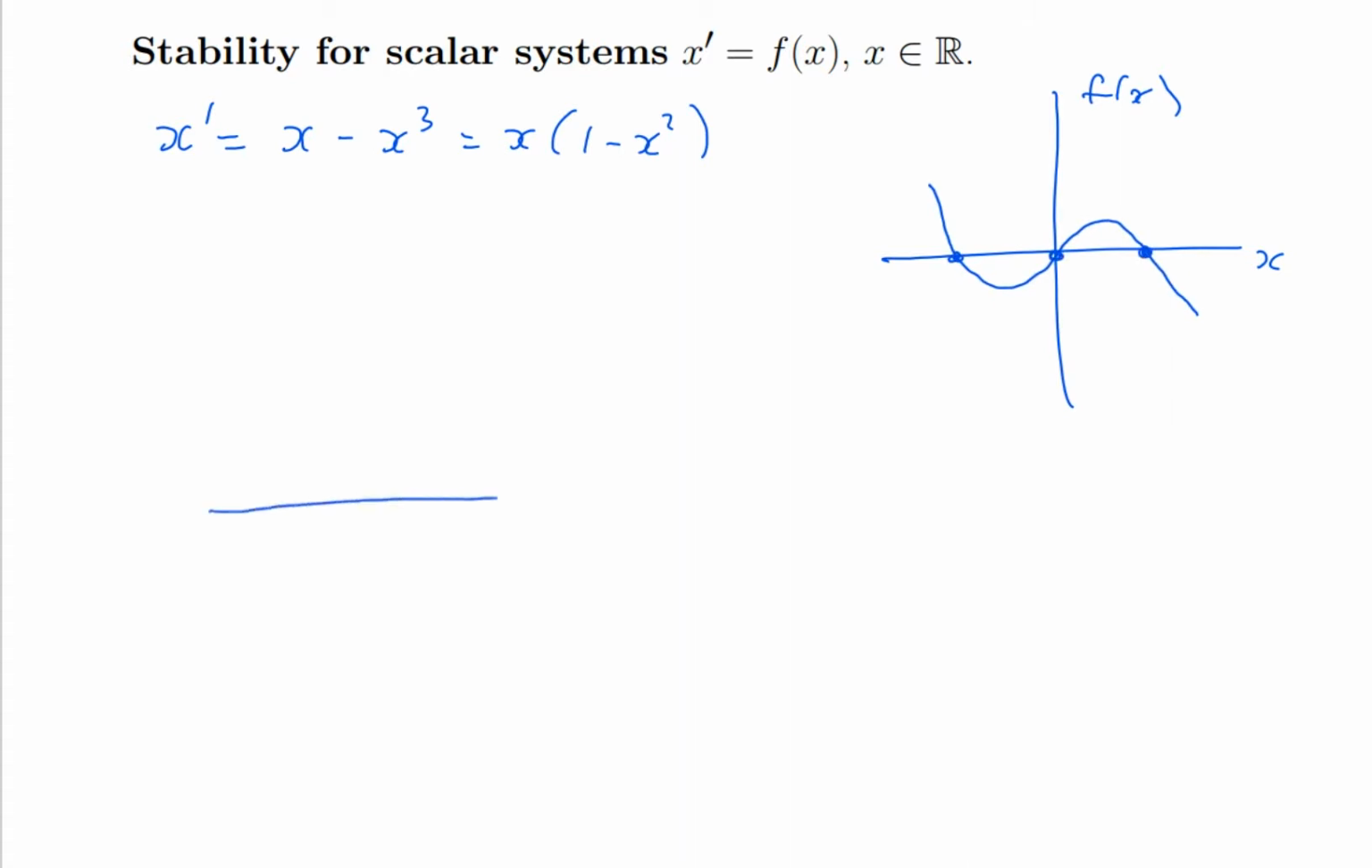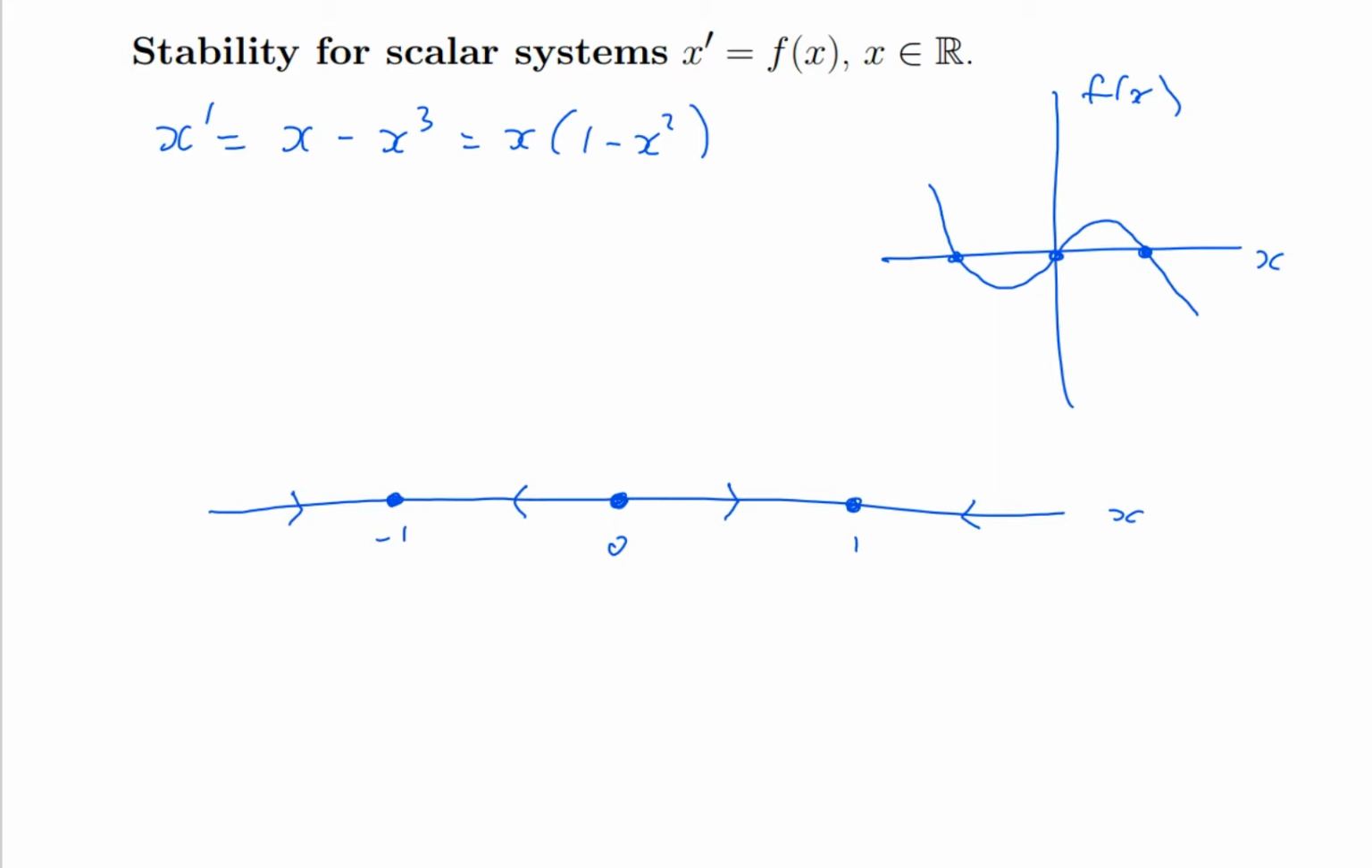So if I draw the phase portrait, I can draw the fixed points, minus 1, 0, and 1. But I see if the initial condition lies between 0 and 1, f of x is positive, which means I move to the right. If the initial condition lies between minus 1 and 0, f of x is negative, that means dx dt is negative, that means I move to the left. And similarly, if the initial condition is bigger than 1, I move to the left. If the initial condition is less than minus 1, I move to the right.